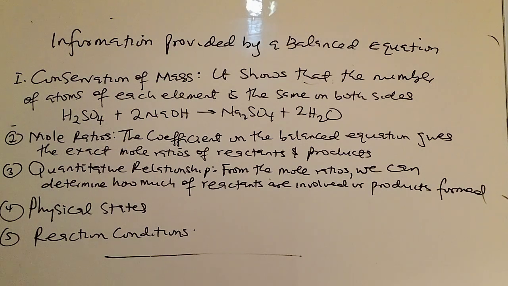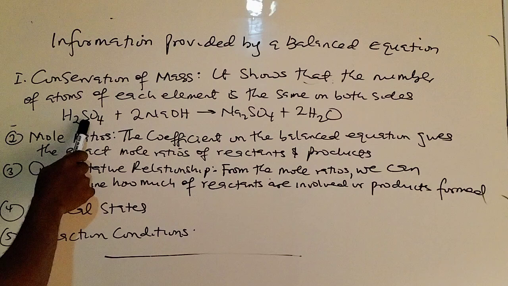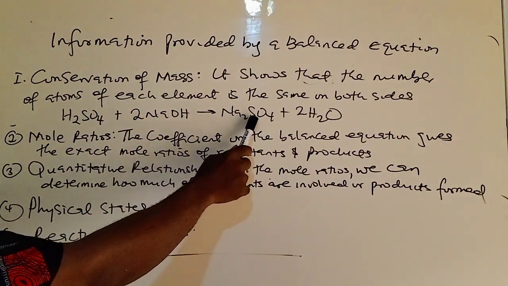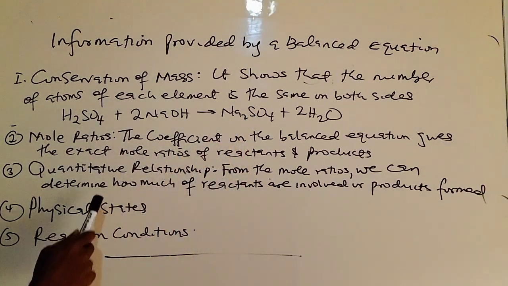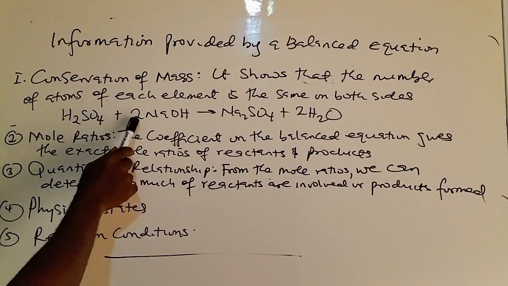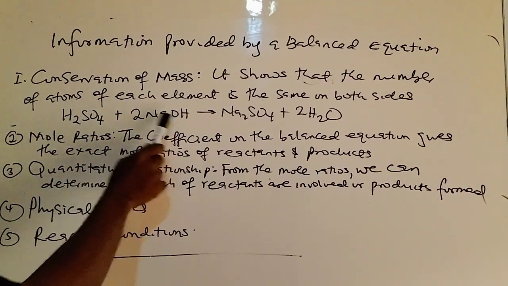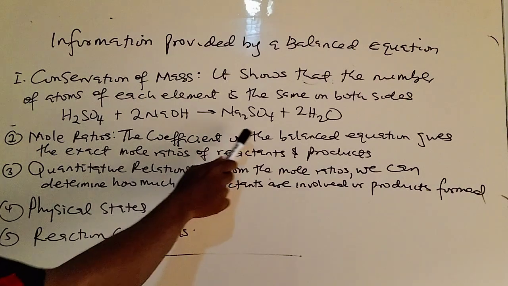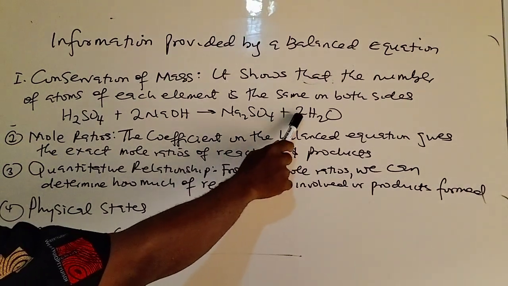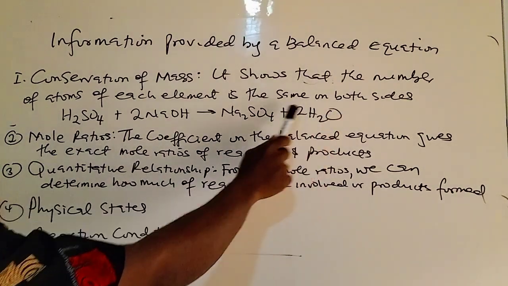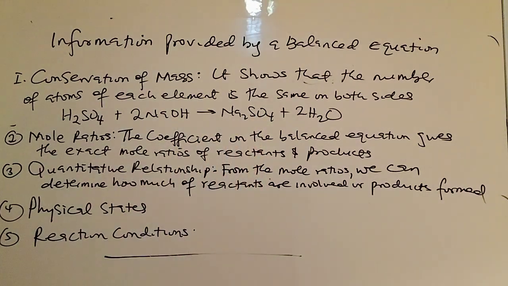So hydrogen is balanced, equal number. Then sulfur is 1 atom here, and then 1 atom there, balanced. Oxygen is 4 here. 2 times 1 here is 2. So 2 plus 4 is 6. On the other side, 4. 2 times 1 oxygen here is 2. 2 plus 4, 6. So oxygen is also balanced.